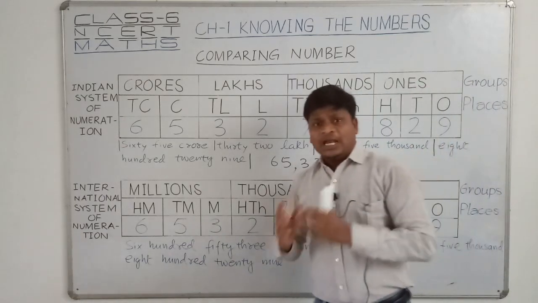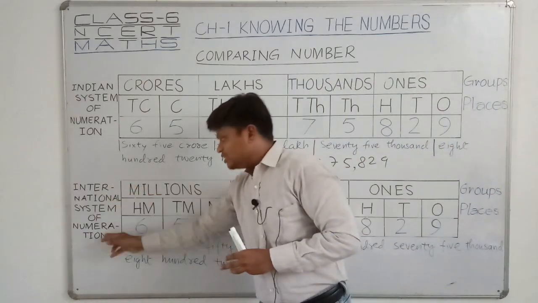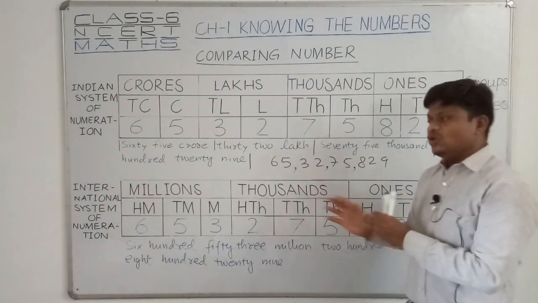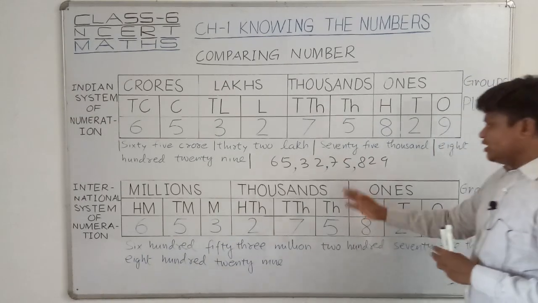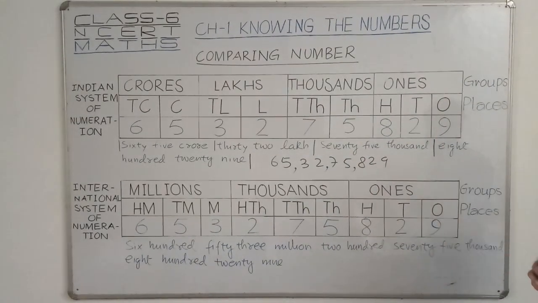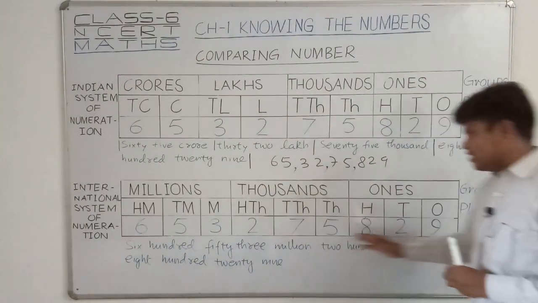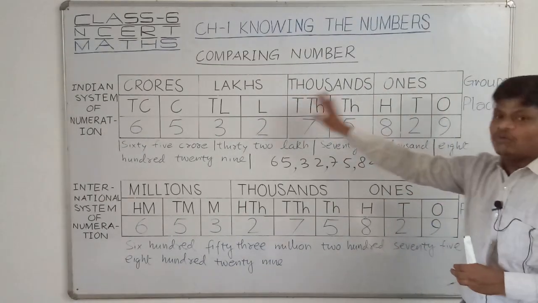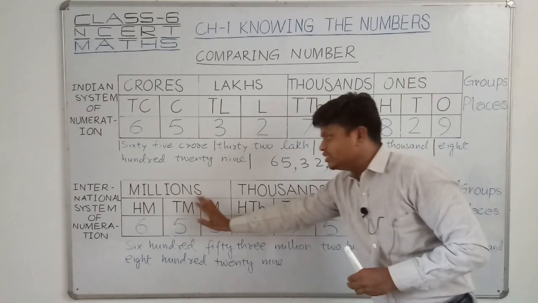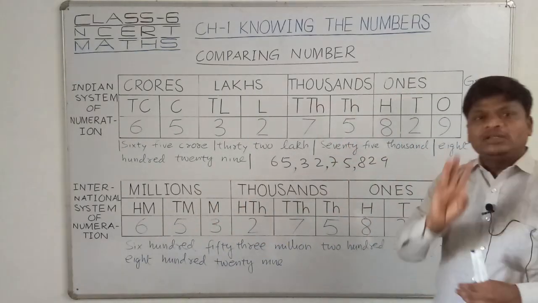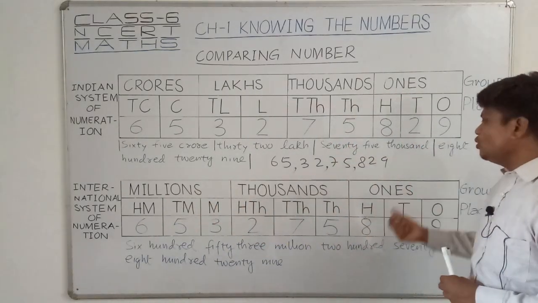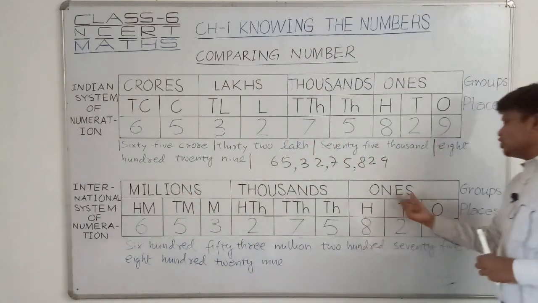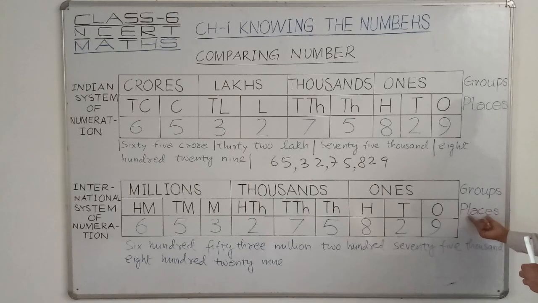But now we will see the international system of numeration. There is some difference in the numeration part, right? So what is the international system? As you can see, there is also a table I have prepared. Here we have seen that there are 4 groups, but in the international system of numeration there are only 3 groups. First group is ones group, 1000 group and million group, right? And in these groups we have written the places, right?